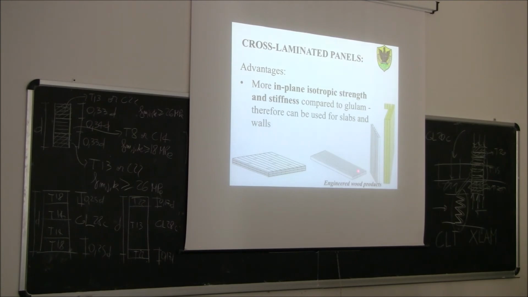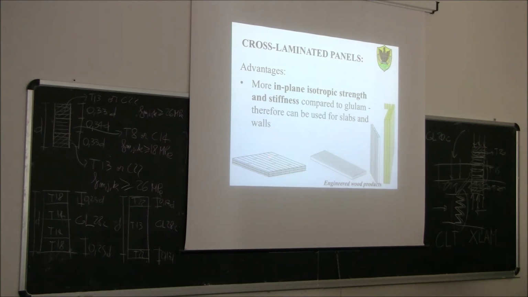So, for example, this is a glue-laminated beam. This is a glue-laminated wall. Where can I expect the best properties? In this direction here, or in the direction perpendicular? In the first. So in the direction of the lamination, this is the best behavior. Same, obviously, in the wall. While all the other directions are the weakest directions.